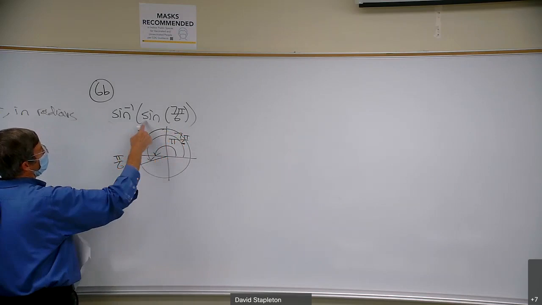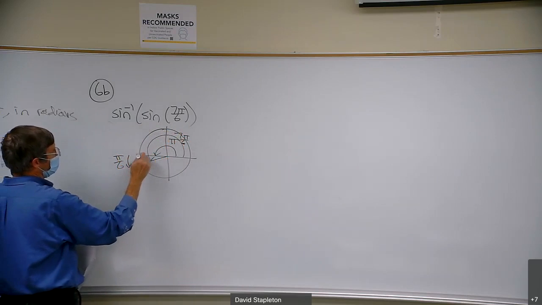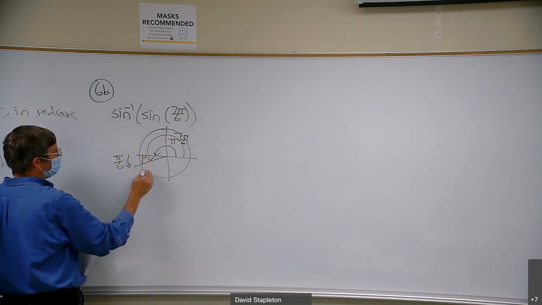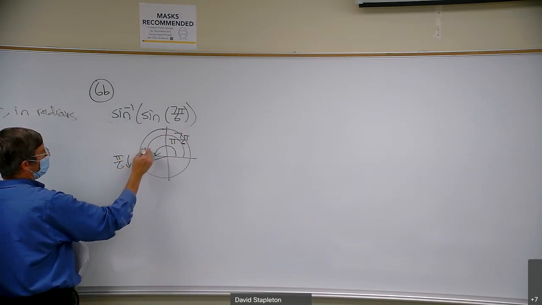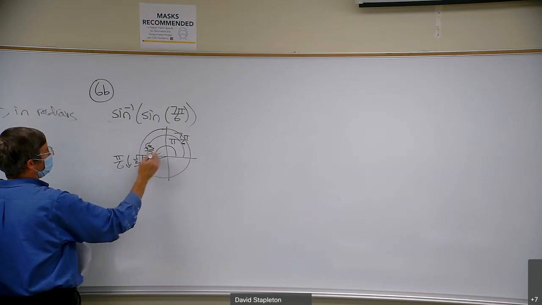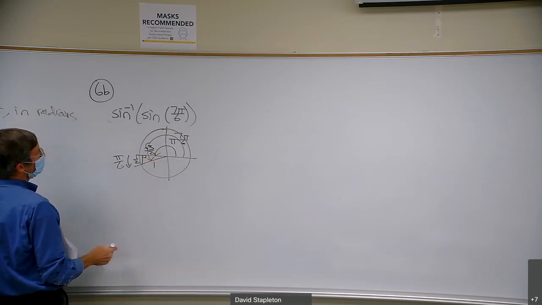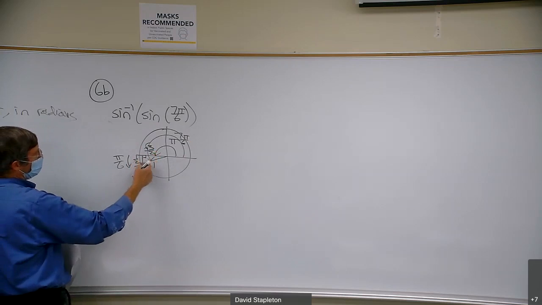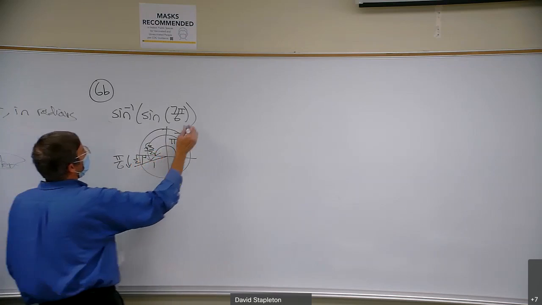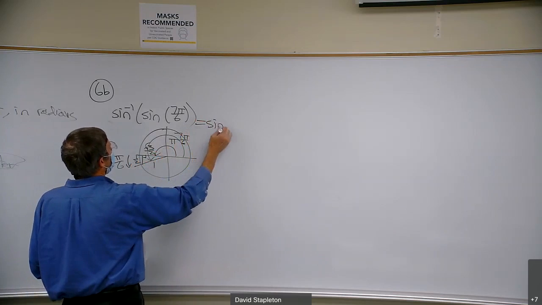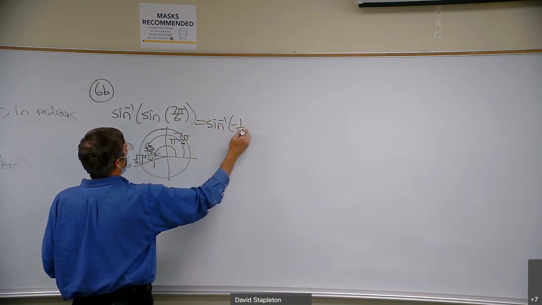Here's my angle 7 pi over 6. And the question is, first for the inside, what's the sine of 7 pi over 6? I drop the perpendicular, and I say, well, if this is pi over 6, 30 degrees, this has to be 1/2. This has to be square root 3 over 2, and this is 1. And so the sine, the y-coordinate, is -1/2, right? The coordinate, not the position. So this is arc sine of -1/2.